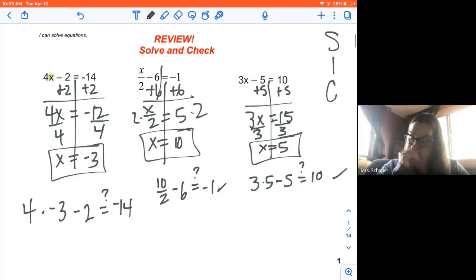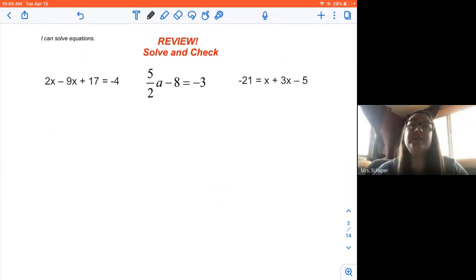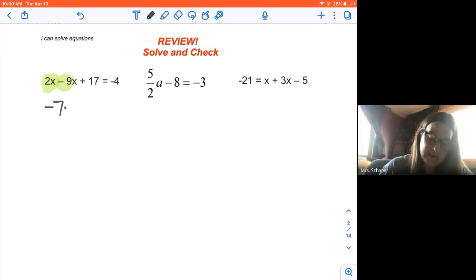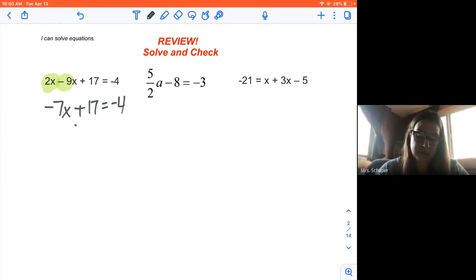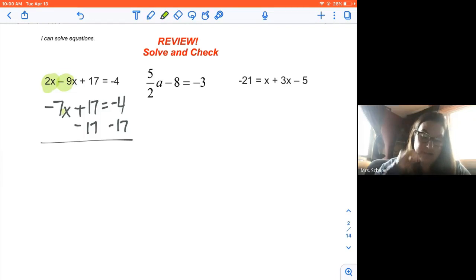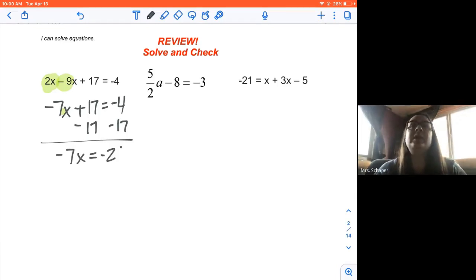Now these are going to get into a few more steps. We're going to be combining like terms, and then we're going to go ahead and solve. So in this first example, I'm going to take 2x minus 9x. That's negative 7x plus 17 is negative 4. I'm going to subtract 17 from both sides. The reason I'm subtracting is I really want to get that x by itself. So negative 7x is equal to negative 21. I'm going to undo that multiplication by dividing.